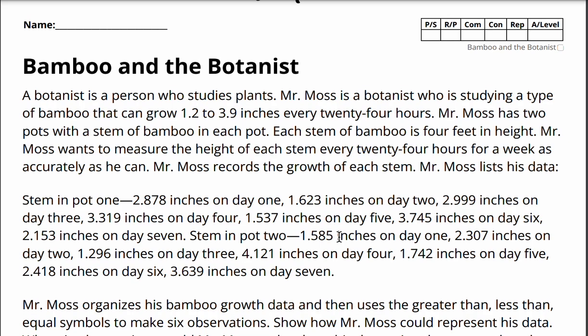Mr. Moss is a botanist who is studying a type of bamboo that can grow 1 2/10 to 3 9/10 inches every 24 hours. Mr. Moss has 2 pots with a stem of bamboo in each pot. Each stem of bamboo is 4 feet in height, and Mr. Moss wants to measure the height of each stem every 24 hours for a week as accurately as he can. Mr. Moss records the growth of each stem.